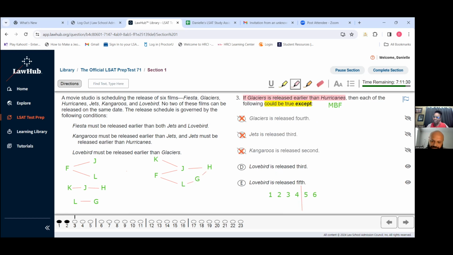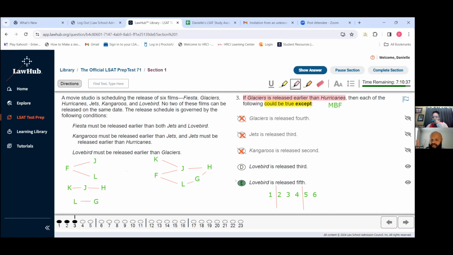Lovebirds third. So Lovebirds is here. There's this relationship up front, so Lovebirds can't be first. It can't be fifth or sixth. You're absolutely right. Lovebird cannot be first. Good. And Lovebird cannot be fifth or sixth. Good. You correctly identified that Lovebird actually does not have a relationship to K or J. So Lovebird can be two, three, or four. And then we've already proved to ourselves from the prior one that Lovebird can't be fifth or sixth because of G and H. So E has to be the right answer.